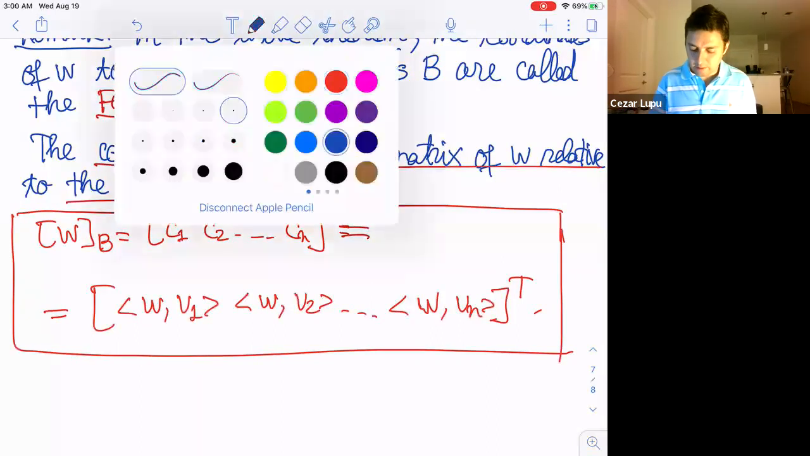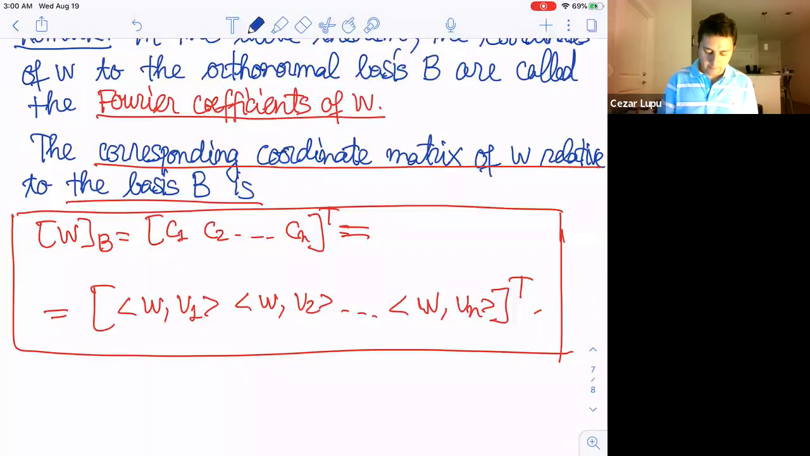Okay, and now let's see an example. Example number 4, I think.